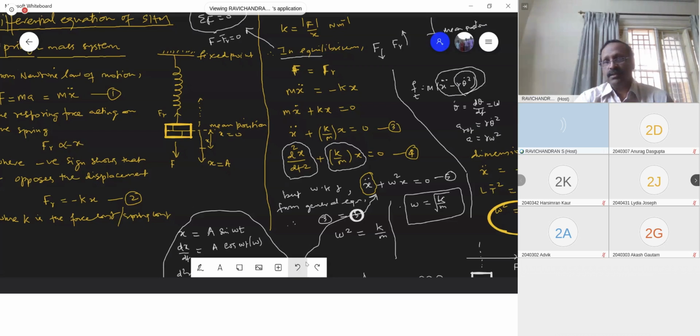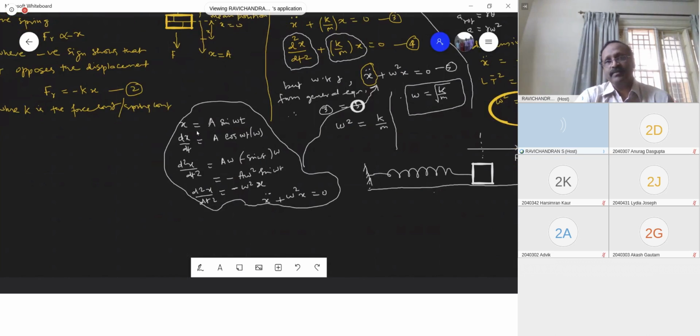Now, we have a standard equation. The standard equation is x double dot plus omega square x equals 0. How did I get the standard equation? We know that the displacement, when set into oscillation, is a sinusoidal wave: x equals A sine omega t, where A is the amplitude. So it is varying with respect to omega t. If I differentiate, I get A omega cos omega t. Once more, if I differentiate, I get minus omega square x. So this is x double dot, and when it comes to this side, it becomes plus omega square x. So x double dot plus omega square x equals 0. That equation I have written directly here.